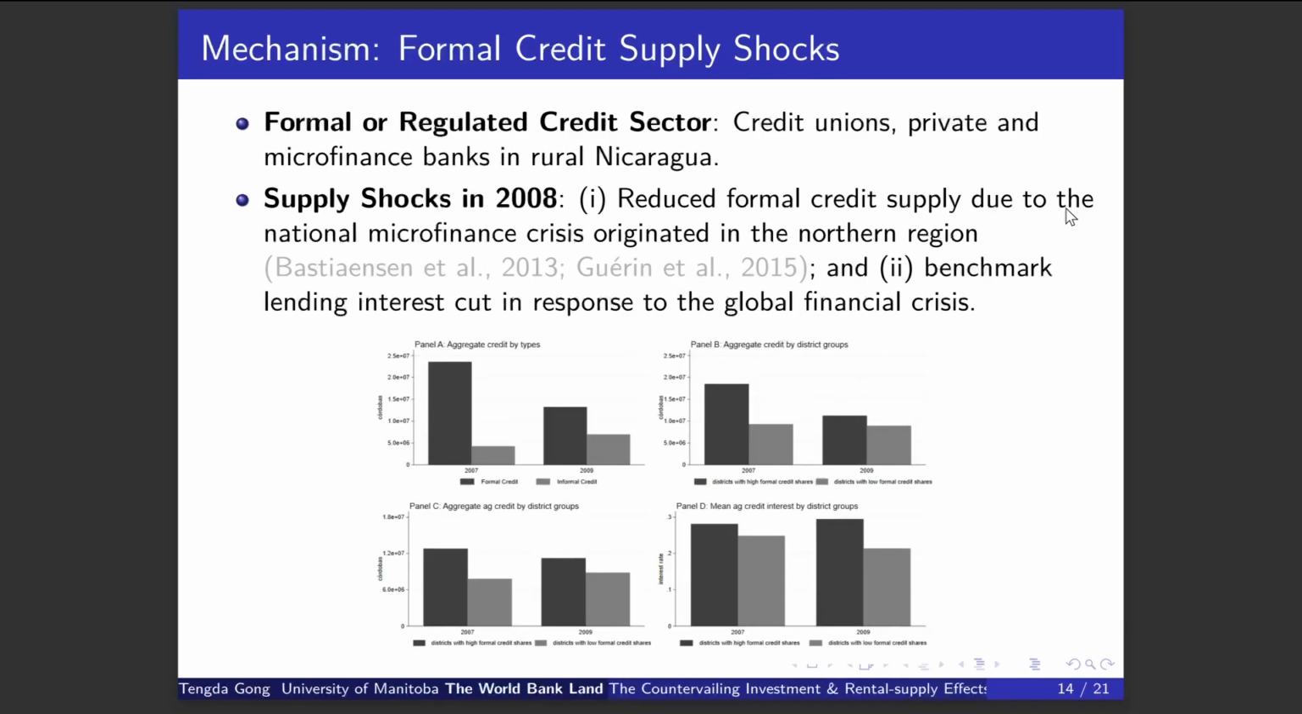To support this argument, I provide the data here. The formal credit, you can see on panel A, reduced and informal credit increases. And if you aggregate them by district group, which is the exposure to formal credit, you can see the black bar is the one with initially high formal credit, so they are exposed to the shock much more than the other side. You see it mostly concentrated in those districts. And if you look at agricultural credit, the quantity in those districts decreases, and the interest rate also increases. On the other hand, you see a mild increase in credit and a slight reduction in credit interest because of the interest cut.